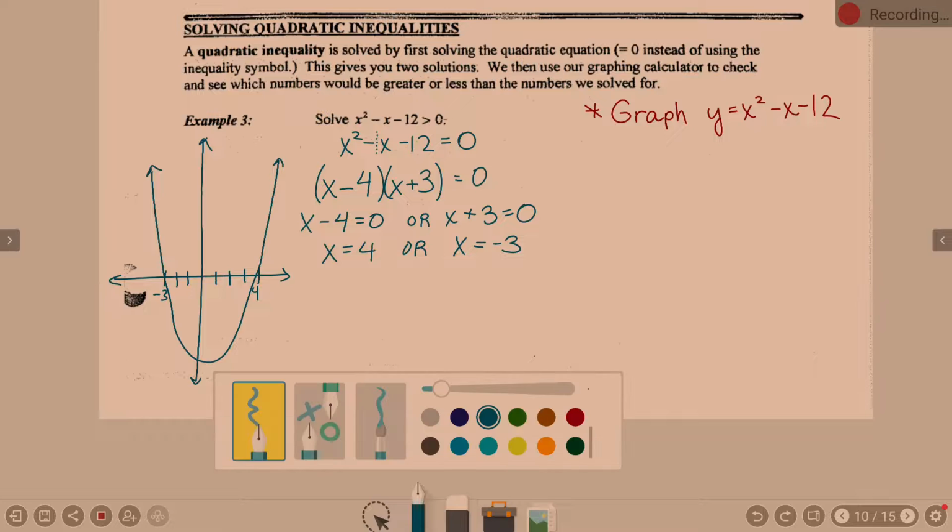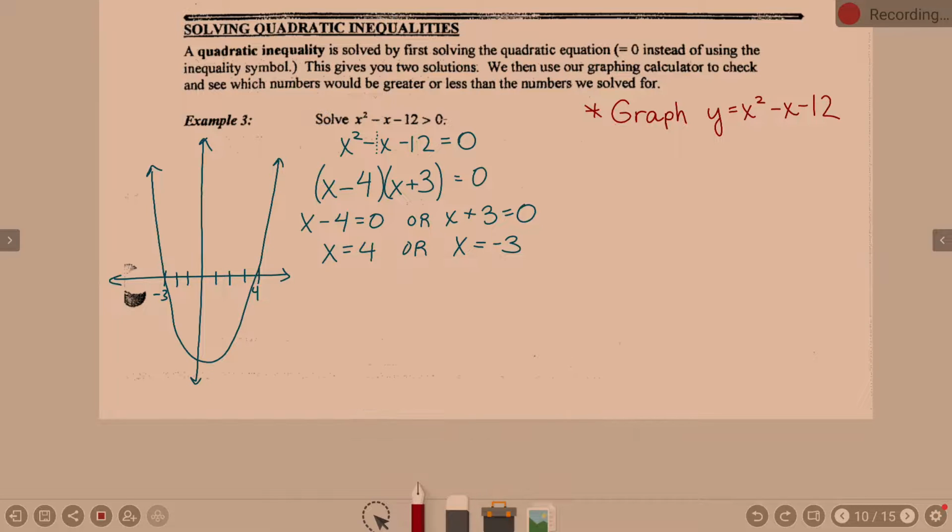Now, what is the question that we're being asked? If you go back to the original problem, we are trying to figure out when x squared minus x minus 12 is greater than 0. So what does greater than 0 mean? On this graph, I want to know where my graph is greater than 0. Where it is above the x-axis. Okay, so that's the question.